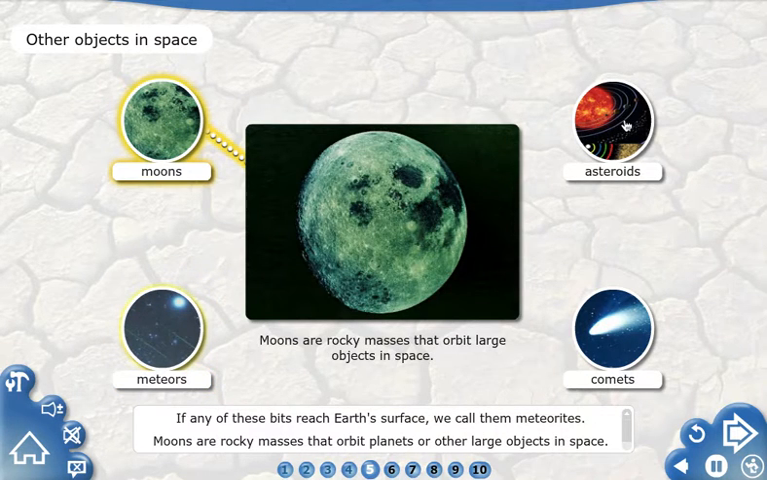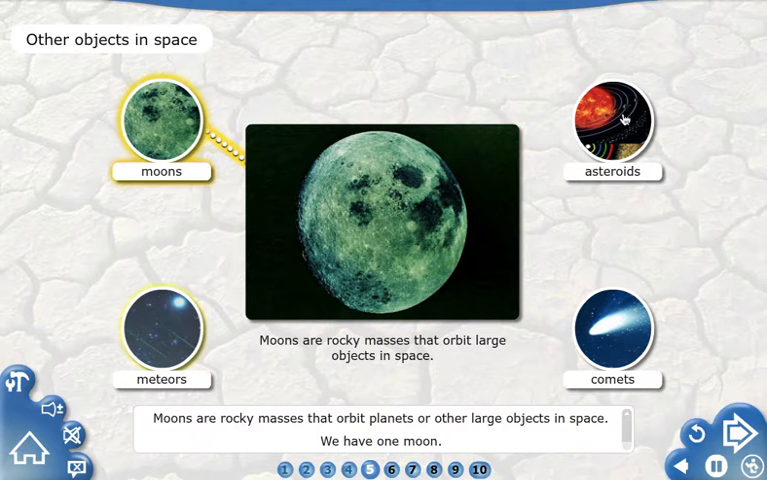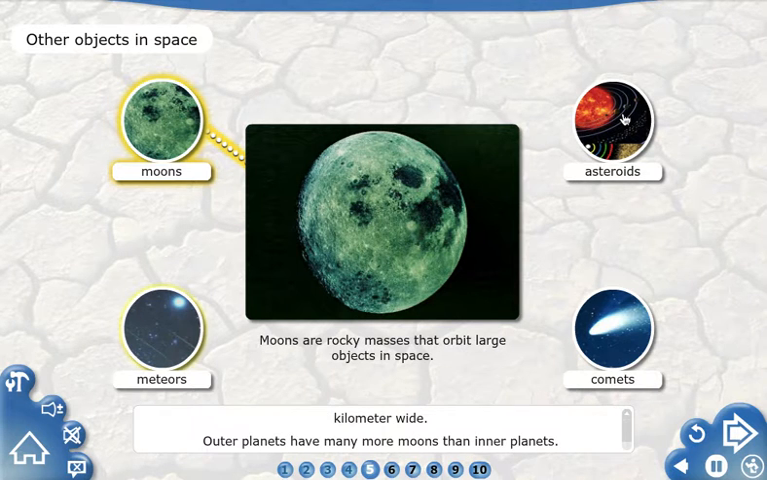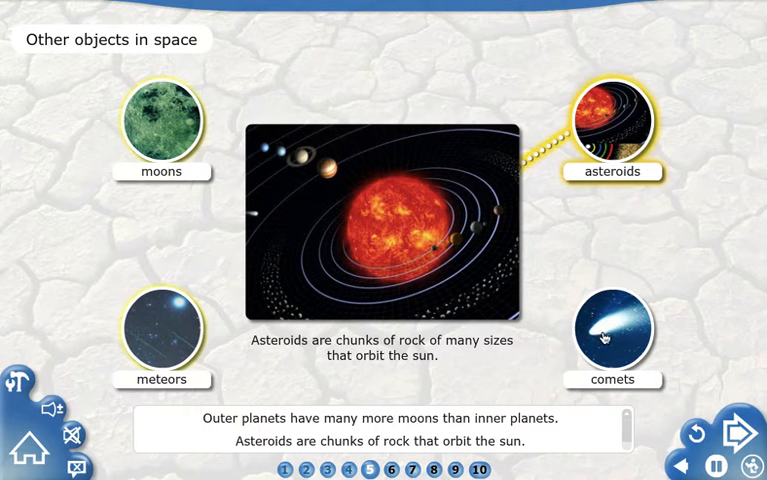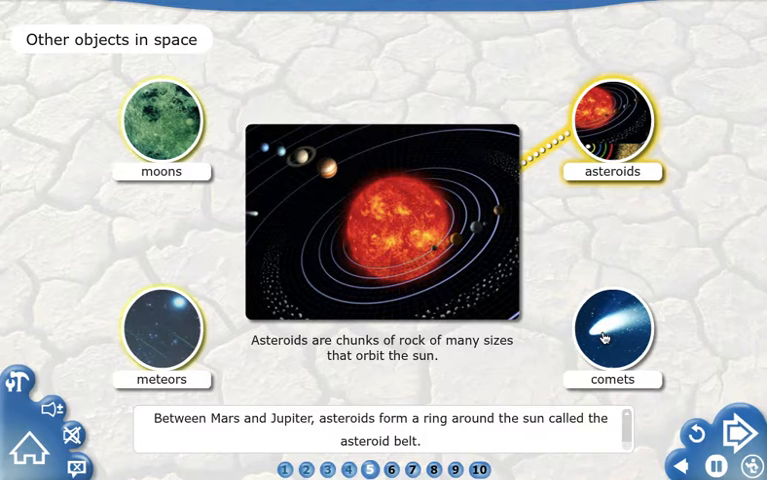Moons are rocky masses that orbit planets or other large objects in space. We have one moon. Saturn has dozens, from one larger than Mercury to others less than a kilometer wide. Outer planets have many more moons than inner planets. Asteroids are chunks of rock that orbit the sun. Between Mars and Jupiter, asteroids form a ring around the sun called the asteroid belt. Sci-fi movies show the asteroids very close together, but they're actually fairly far apart.